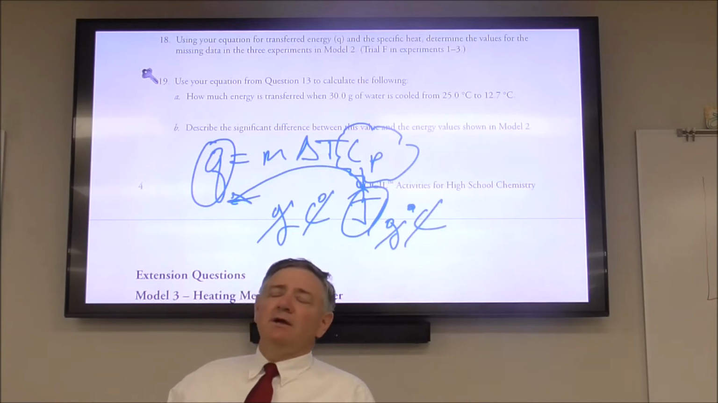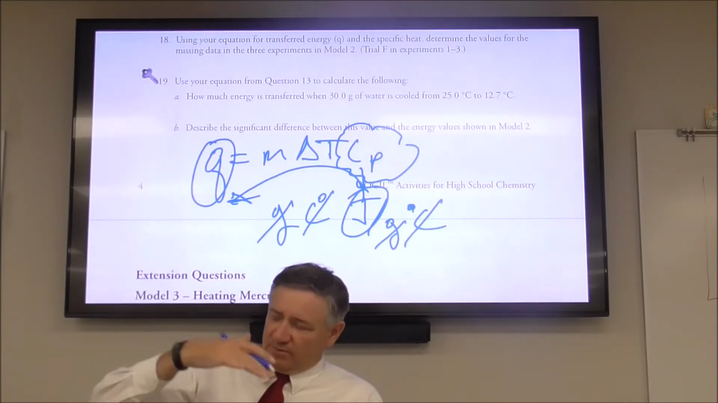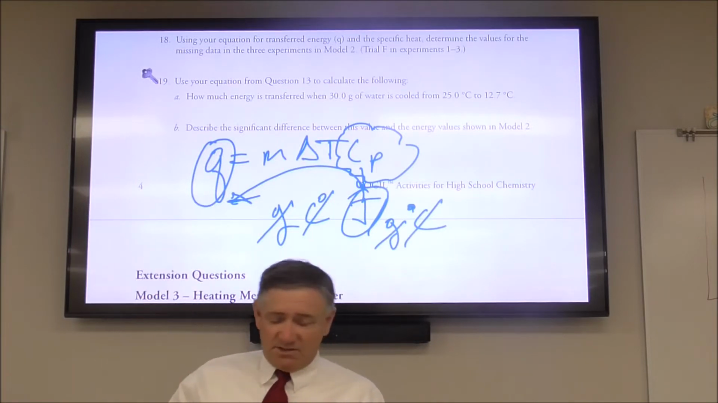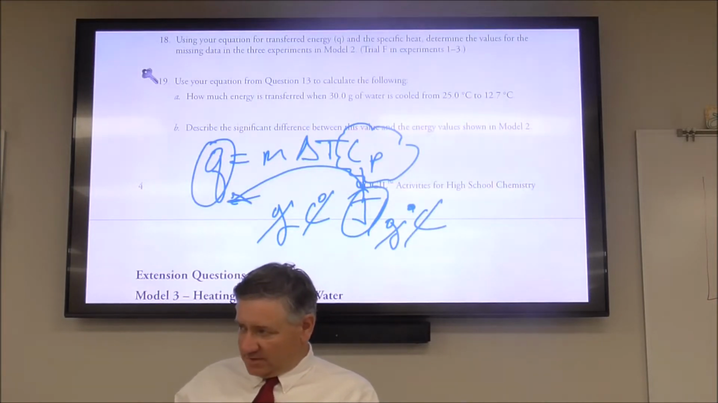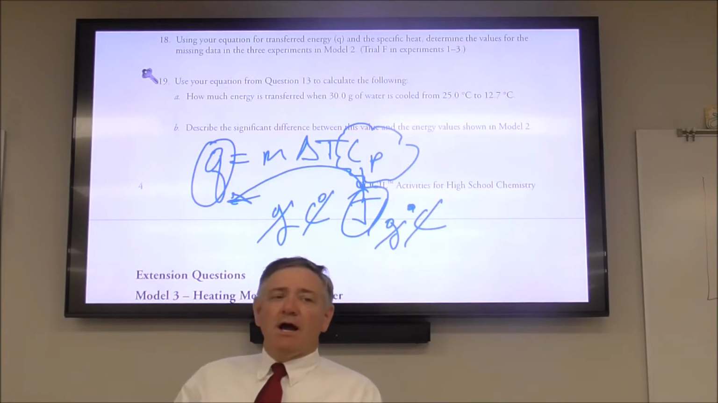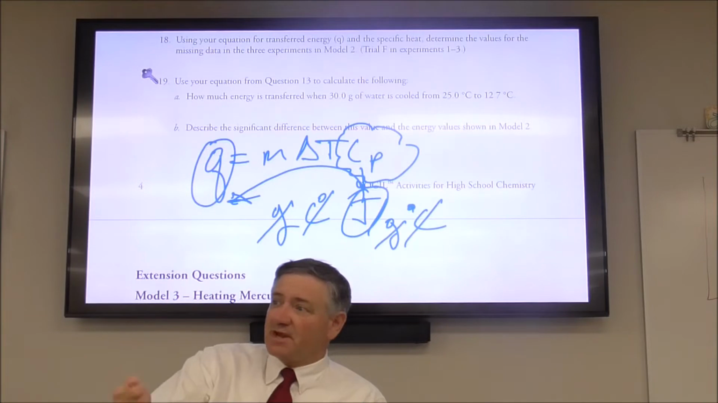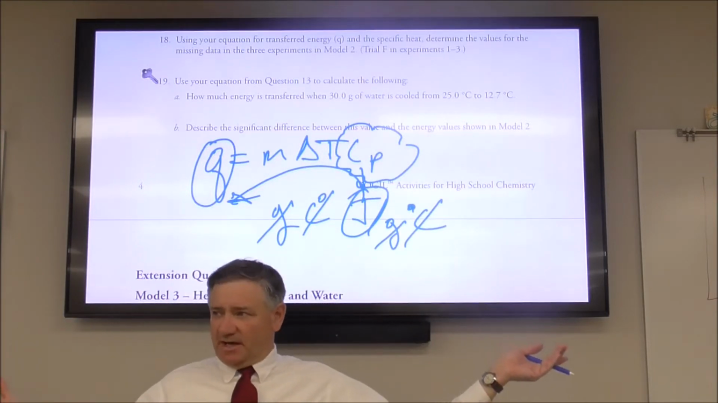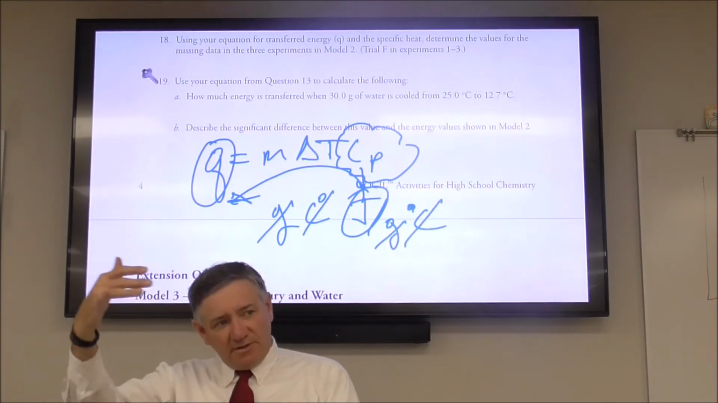Energy is tough to measure, mainly because if you look at all the equipment that we have for those LabQuests, pressure, magnetic fields, voltage, all these different things, we don't have an energy probe, okay? I can't take a device and stick that in the water and go, oh, this is how many joules of energy that it has, okay? We can't do that. So what we do is we indirectly measure those things.